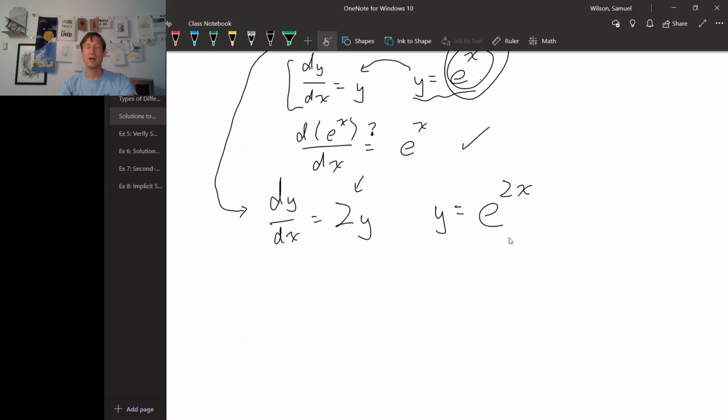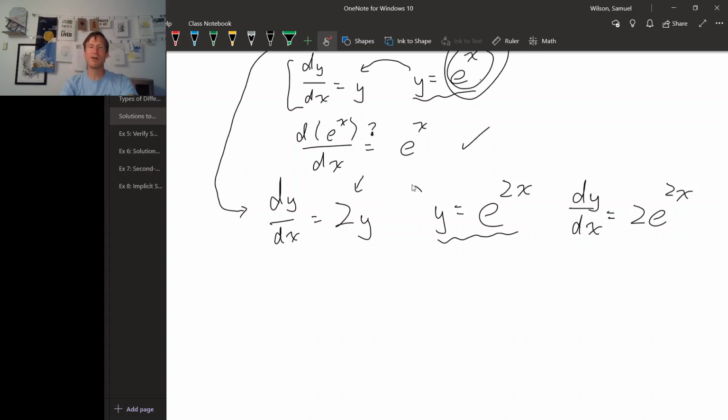Well, let's check. One of the nice things about solving an equation is if you think you have a solution, you can always just plug it back into the equation to see if it really works. Of course, to plug this function, y, into the differential equation, we'll need to calculate the derivative of y. So dy dx is 2e to the 2x.